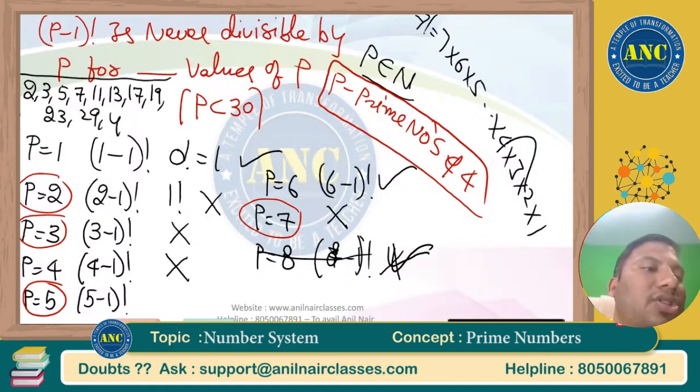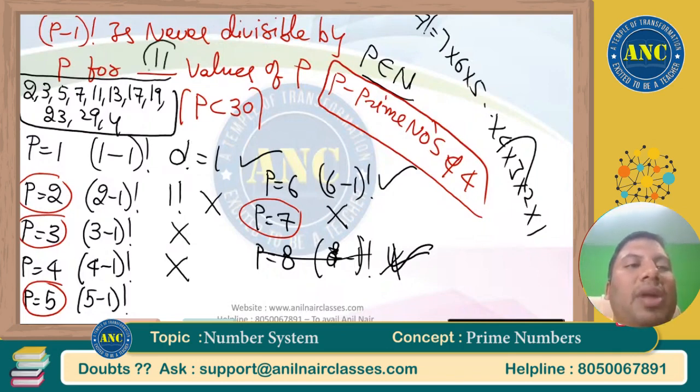These are all the values it will take. How many values? 1, 2, 3, 4, 5, 6, 7, 8, 9, 10, 11. For how many values of P is (P minus 1) factorial never divisible by P? All the prime values of P, and P equivalent to 4.